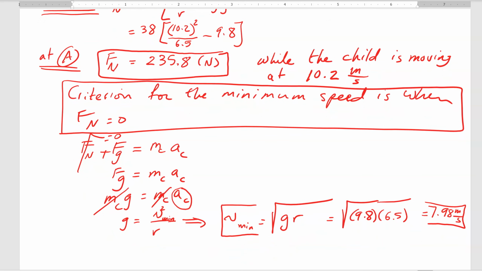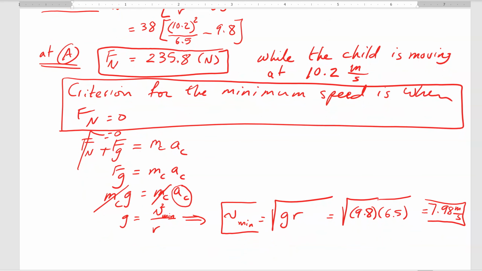Note what that means is that in order to not drop the child, the roller coaster has to move exactly faster than this speed. If it moves at this speed, it's going to lose the child. The child's going to drop. So the roller coaster has to go exactly greater than this speed.